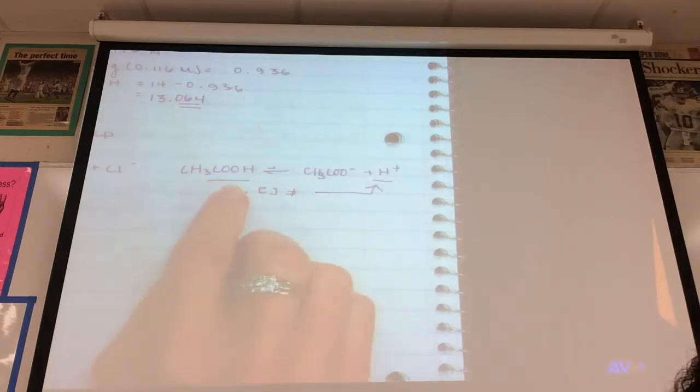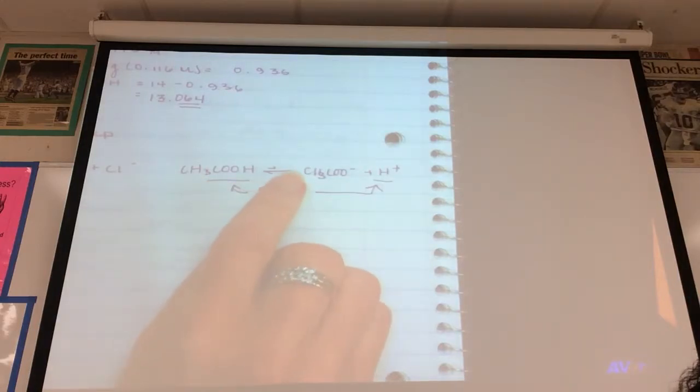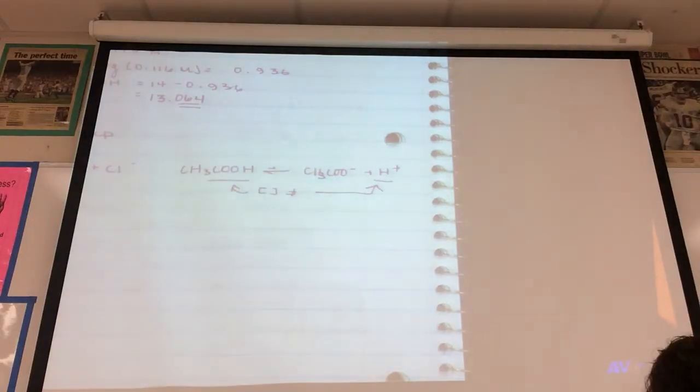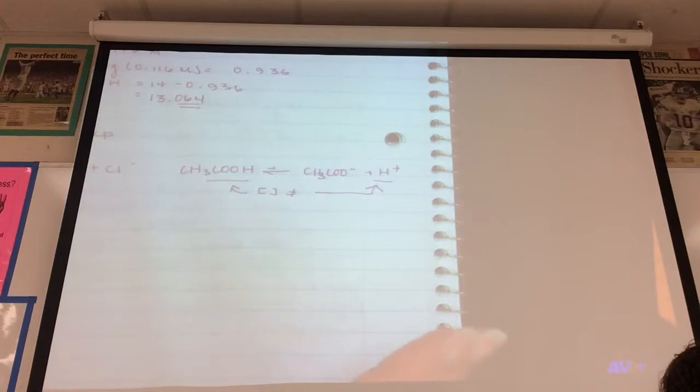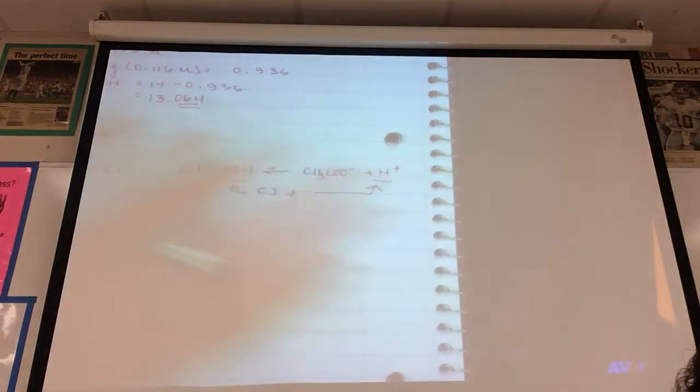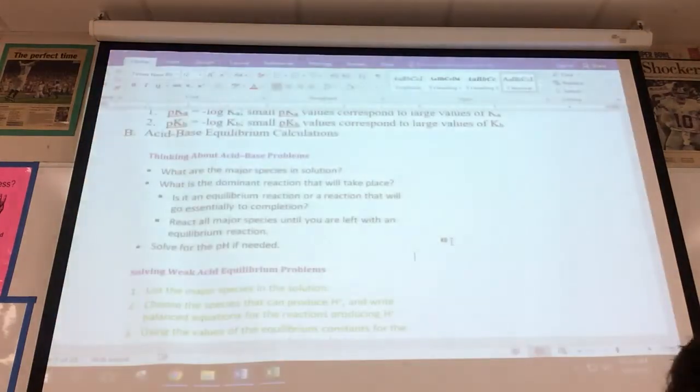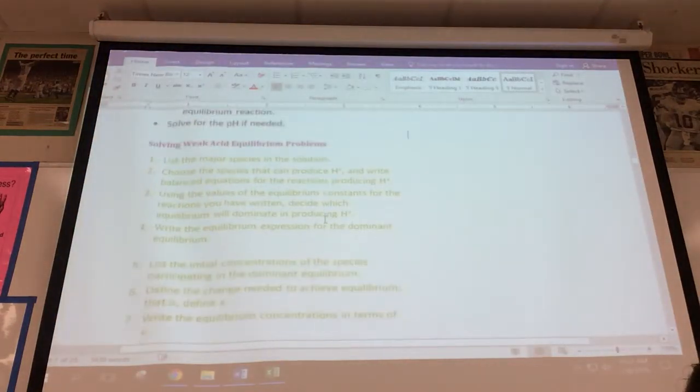You want to consider the dominant reaction. And again, the reverse reaction here. You've got an equilibrium reaction, but the reverse reaction is favored over the forward. These will definitely be equilibrium type reactions, and we'll talk later about reacting all major species as you go. That's a little bit later on in the chapter, and then we can solve for pH once we get proton concentration. There are a series of steps listed here.